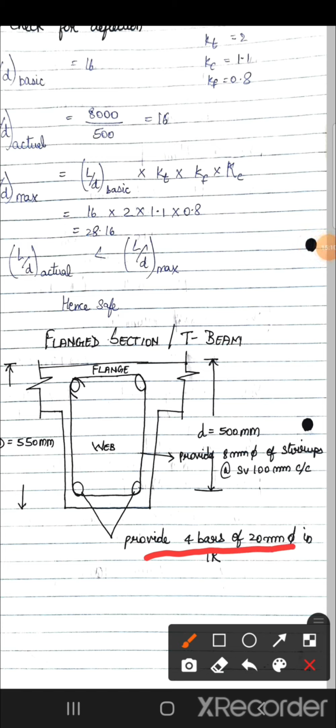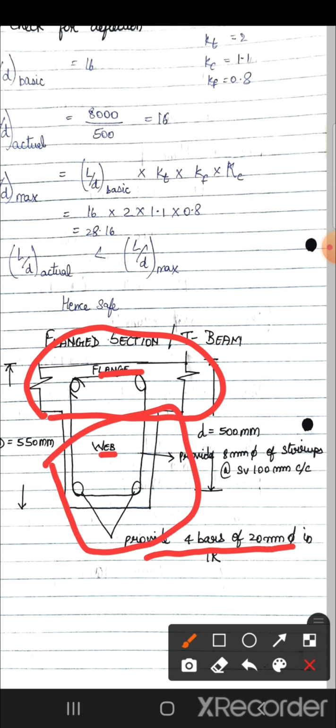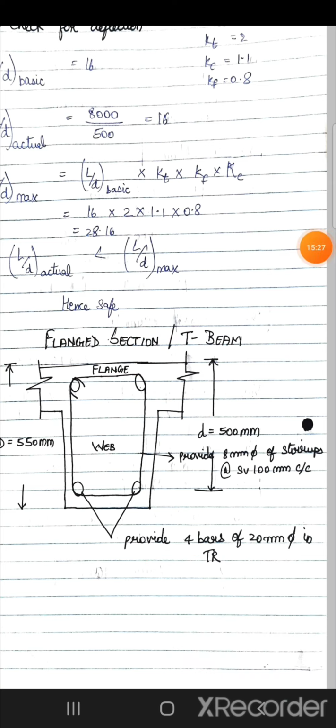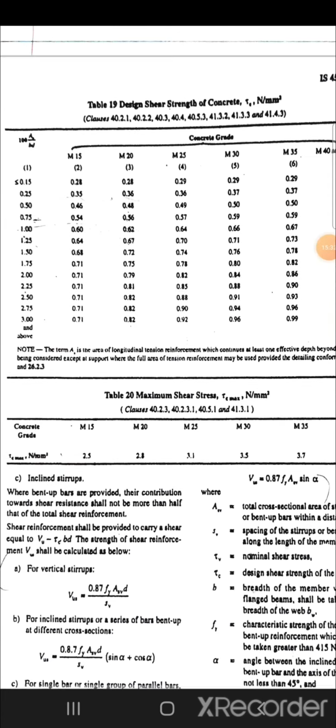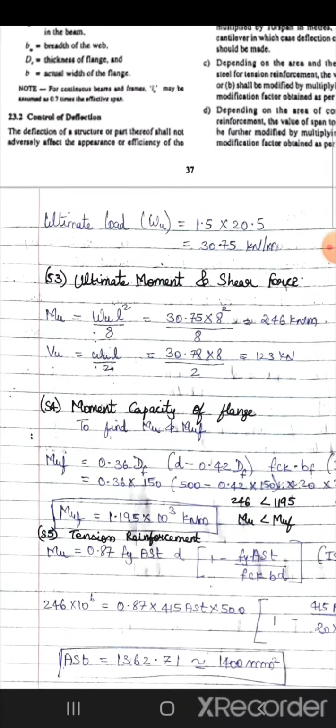So this is the web and this is the flange. The horizontal part is called the flange and the vertical part is called the web. This is the design of the flanged beam. Thank you.